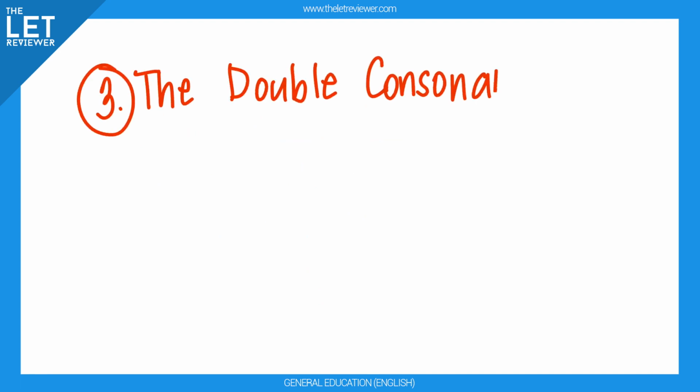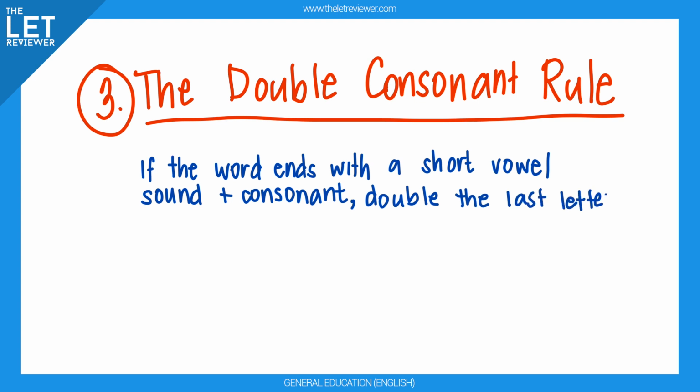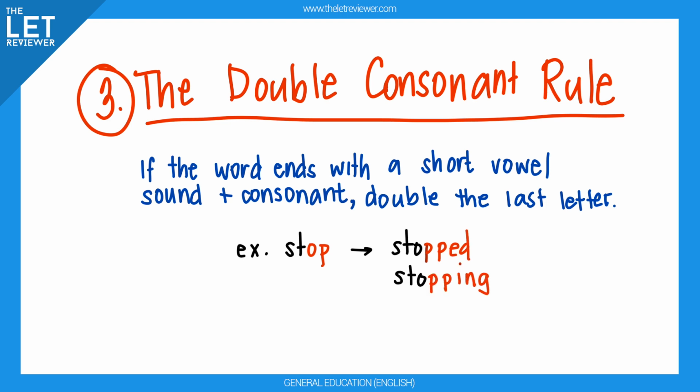For the double consonant rule, if it's a word with one syllable that ends with a short vowel plus a consonant, double the last letter. For example, the word stop, we doubled the letter P and then added ED.